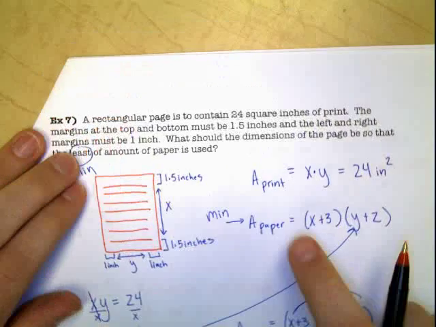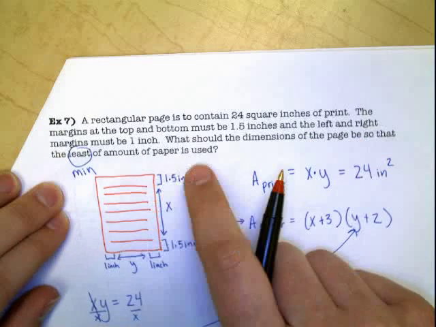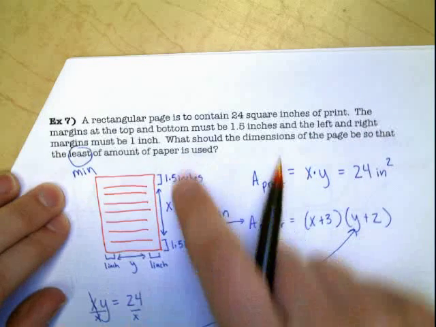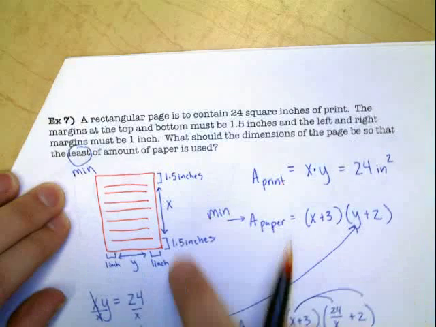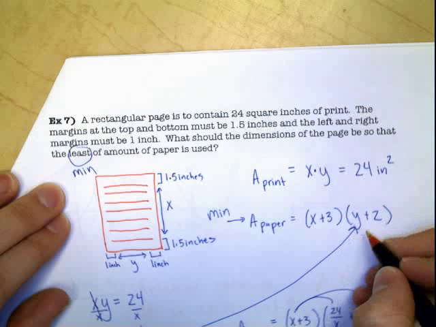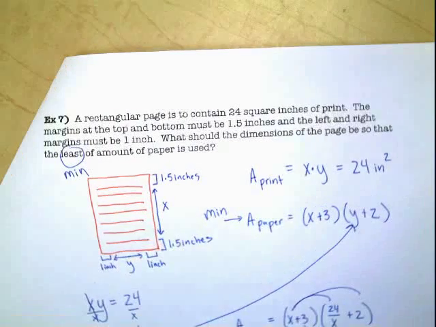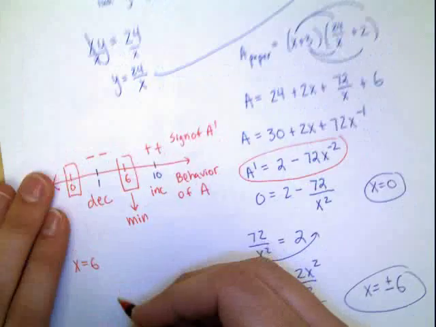The final question said, what should the dimensions of the page be so that the least amount of paper is used? So the dimensions of the page, the entire page. So remember the dimensions were x plus 3 and y plus 2. So we should probably go and figure that out. So here's what we know.